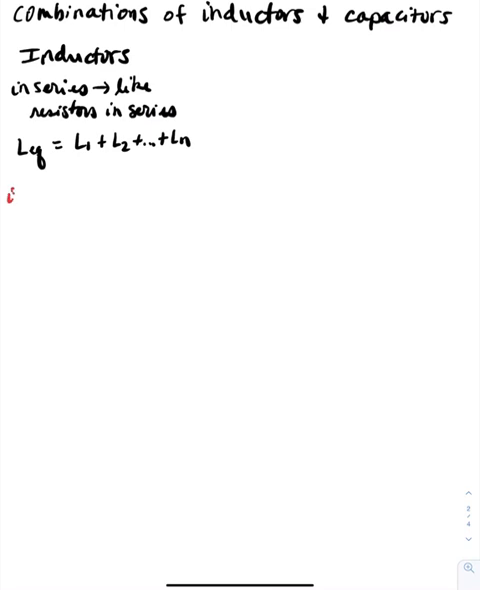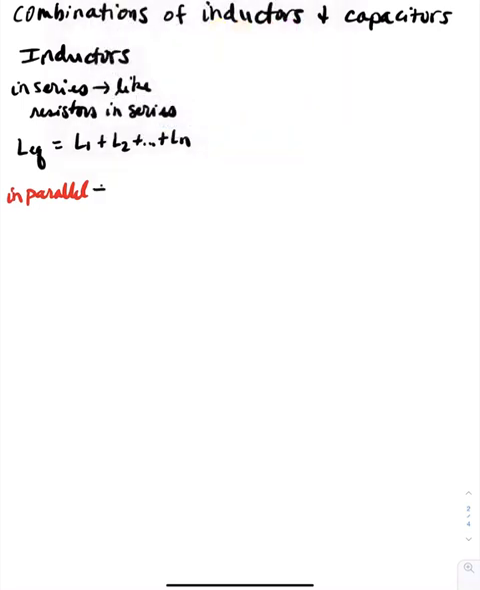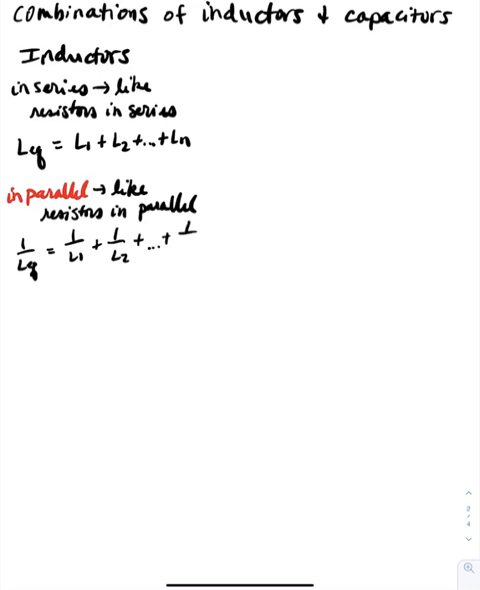Inductors in parallel are treated like resistors in parallel. So 1 over L EQ is equal to 1 over L1 plus 1 over L2, okay.